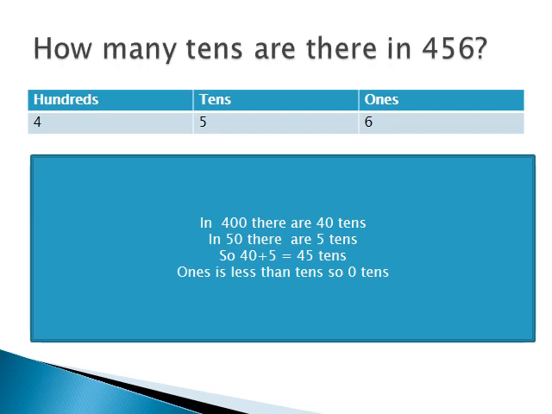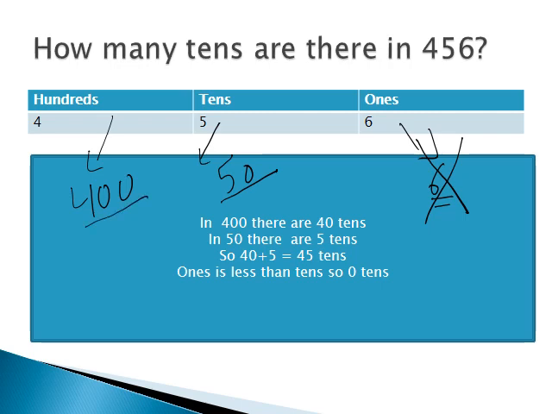How many tens are there in 456? Here we have 456. 6 is less than 10, so 0 tens. While 50 and 400 are greater than 10, so in 50 there are 5 tens. In 400 there are 40 tens. So add 40 plus 5 will get 45 tens. So there are 45 tens in 456.